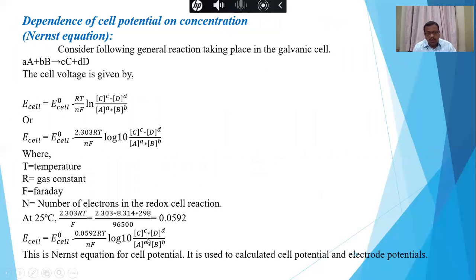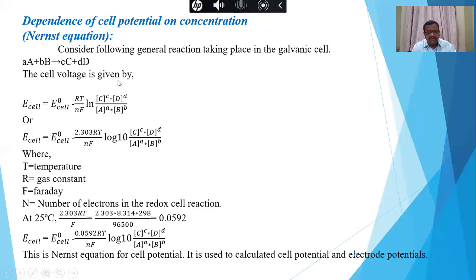Now, if you want to calculate the cell potential, this cell potential depends upon the concentration. So we have to derive one equation which is called the Nernst equation. Now let us try to understand the dependence of cell potential upon concentration, which is given by the Nernst equation.